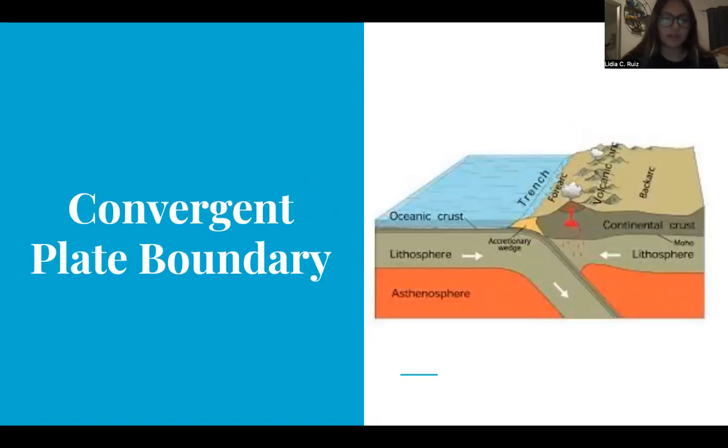Now, a convergent plate boundary is when plates crash together, one diving beneath the other, which is also called subduction. It causes volcanoes to erupt in the overriding plate, and earthquakes at a variety of depths. So in this image, you can see the tectosphere, lithosphere, oceanic crust, continental crust. And also you can see how one plate is going downwards beneath the other one, which causes subduction.